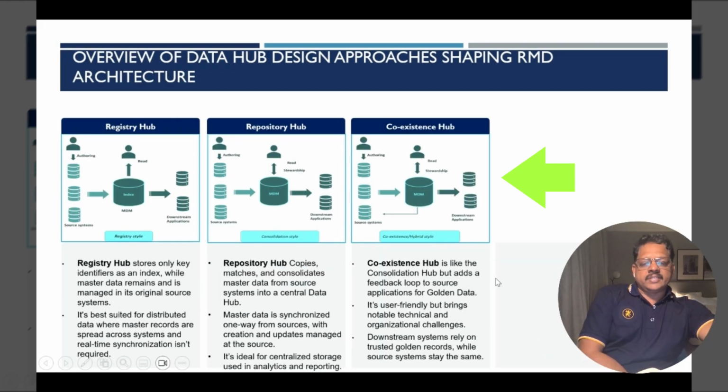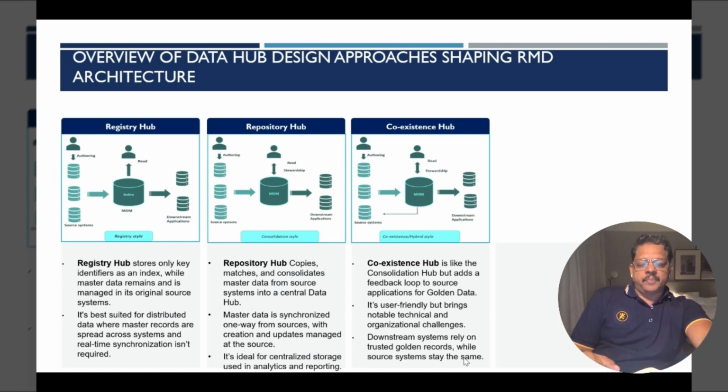Next is a coexistence hub, which is like the consolidation hub but adds a feedback loop to source applications for golden data. It is user friendly, but brings notable technical and organizational challenges. Downstream systems rely on trusted golden records while source systems stay the same. The source systems are not getting replaced, but there is a feedback loop back to the source applications.